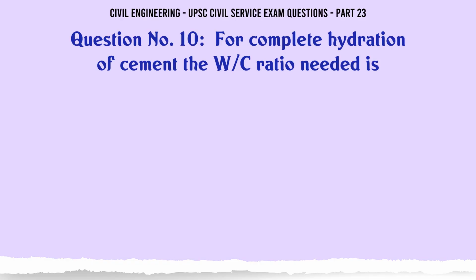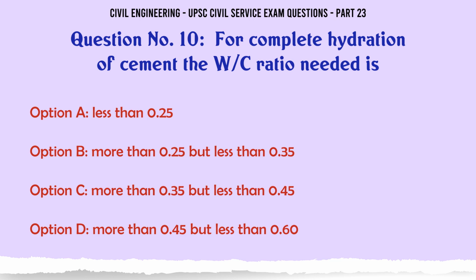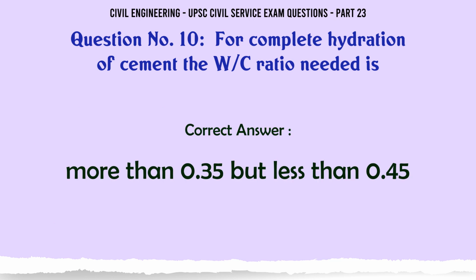For complete hydration of cement, the W/C ratio needed is A. less than 0.25. B. more than 0.25 but less than 0.35. C. more than 0.35 but less than 0.45. D. more than 0.45 but less than 0.60. The correct answer is more than 0.35 but less than 0.45.